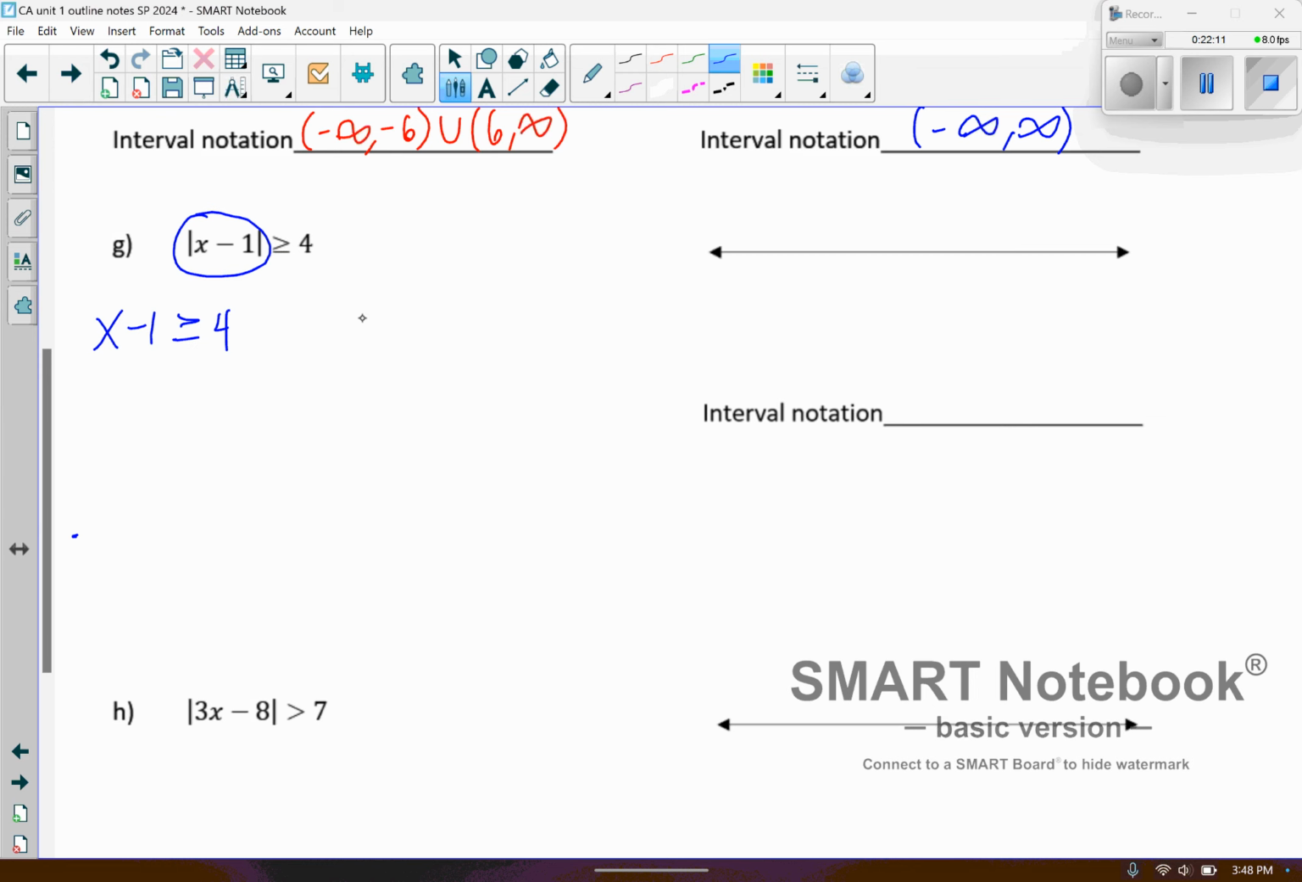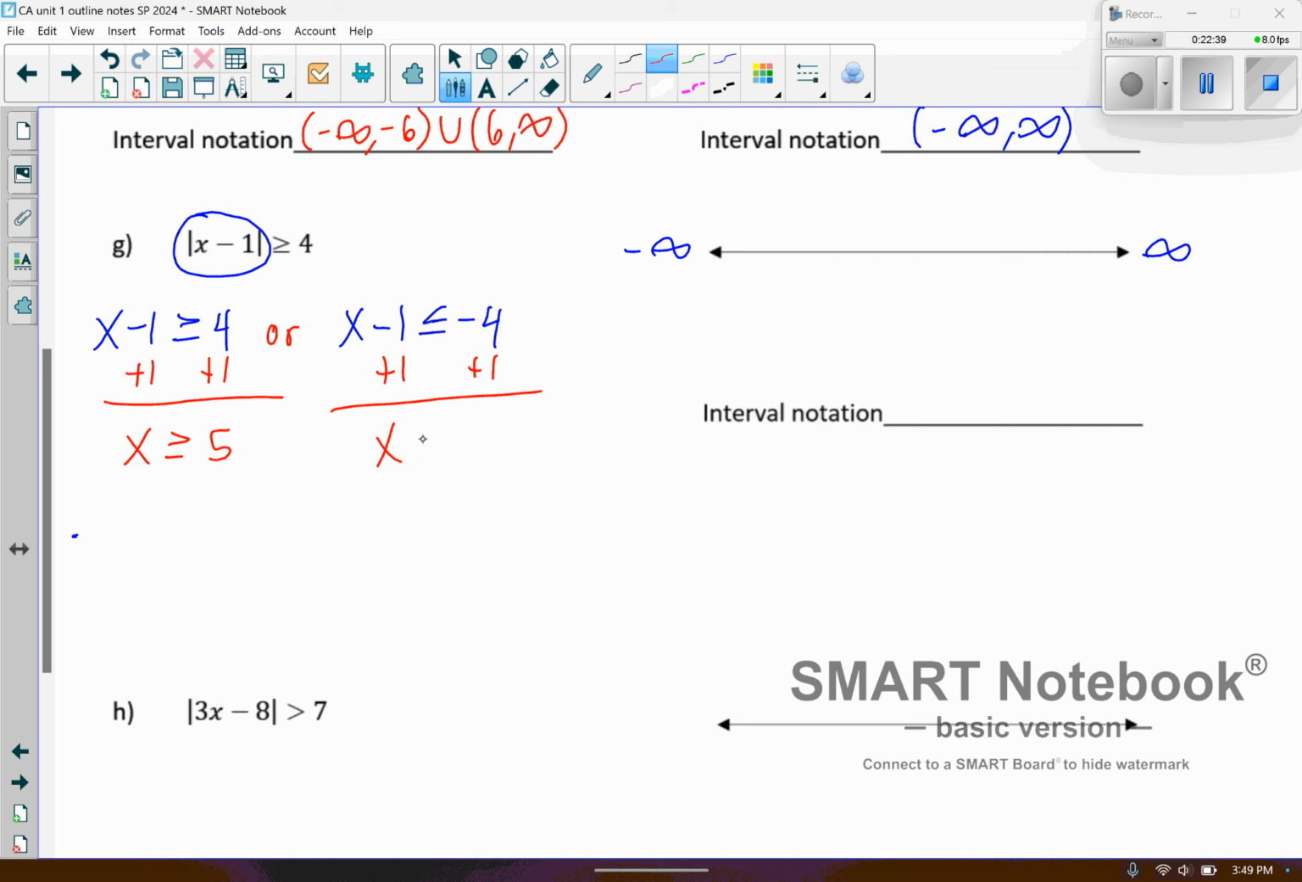So then that actually works in the other direction. So x minus 1 needs to be less than or equal to negative 4. Now I'm covering the other side of the number line towards negative infinity. So now I'm covering both directions. So we're going to solve both of these. On the first one, we'll add 1, and we end up getting x is greater than or equal to 5. And then on the other one, we're going to add 1 on both sides, and we get x is less than or equal to negative 3.